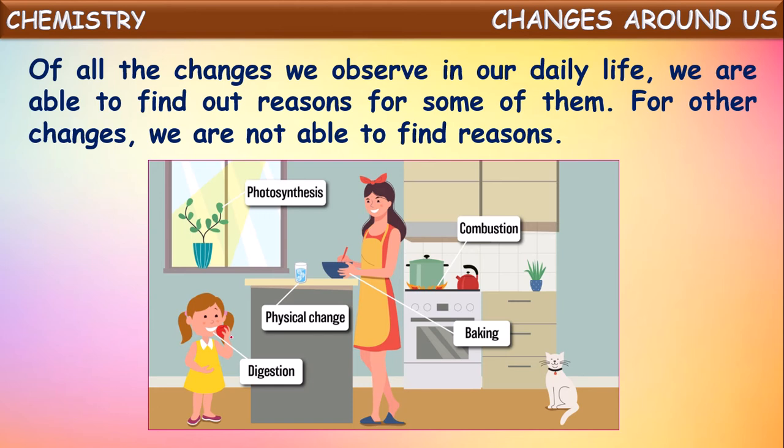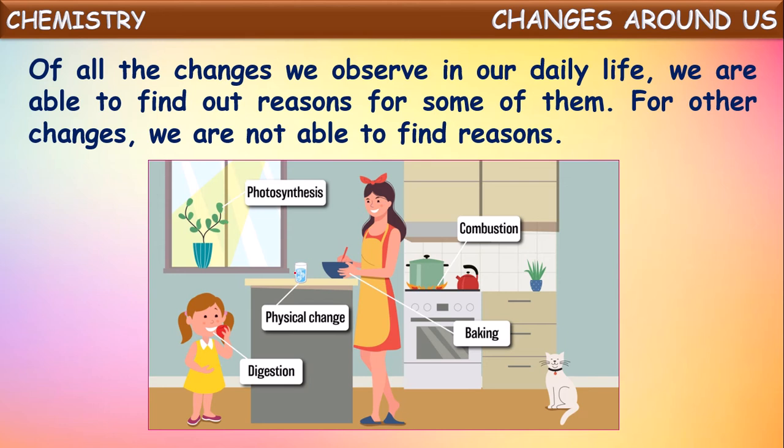See, this girl is eating some fruit. After eating, it is going to be digested. So the digestion of fruit or food is one of the changes. And here, this plant is preparing its food on its own from the sunlight. That process we call photosynthesis. So the preparation of food from the sunlight is one type of change.